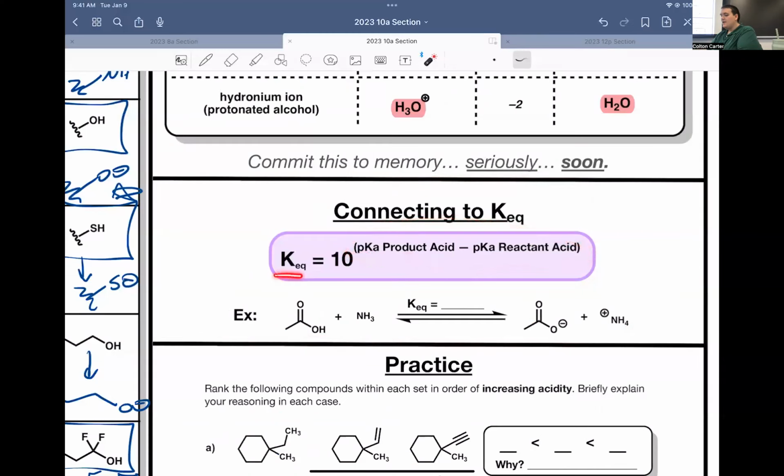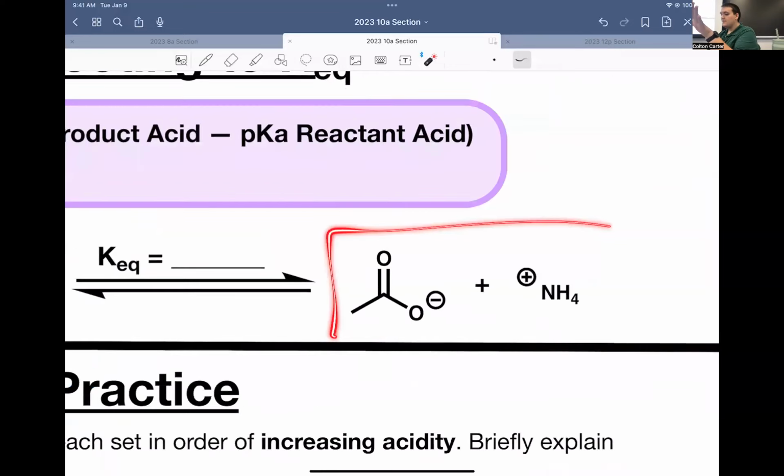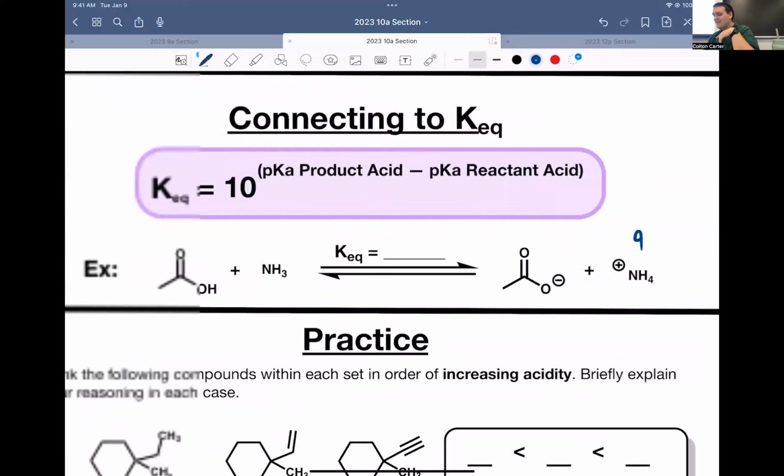So we say that the KEQ is 10 to the pKa of the product acid minus the pKa of the reactant acid. So let's break it down one step at a time. Products. Which of these is an acid? NH4 plus. And then on our chart, we know that the pKa of this is 9. Or we will know based on our chart.